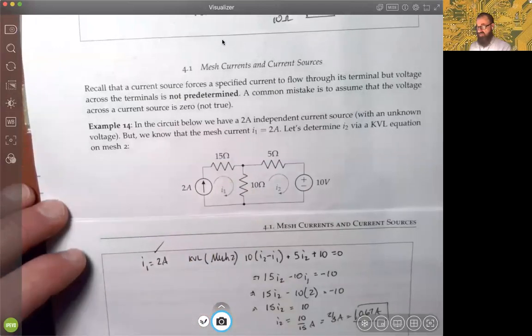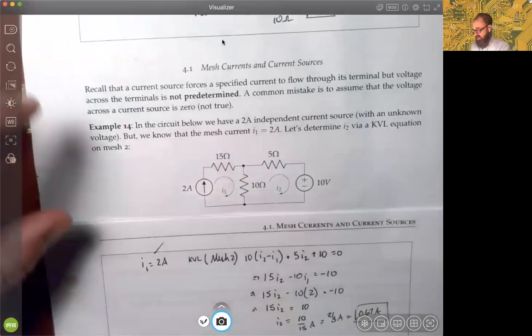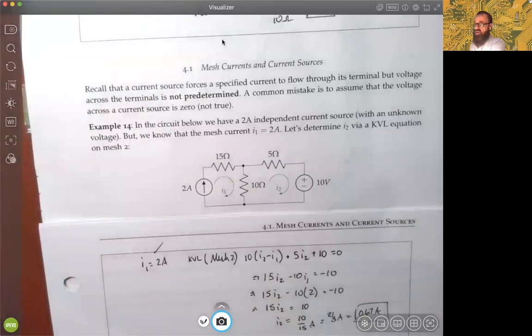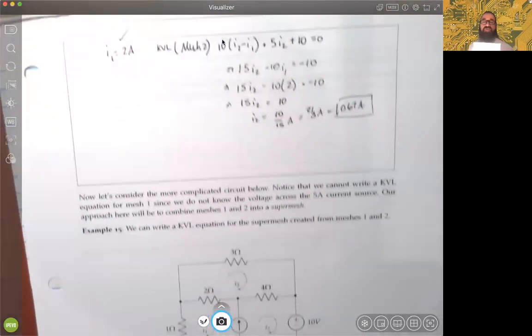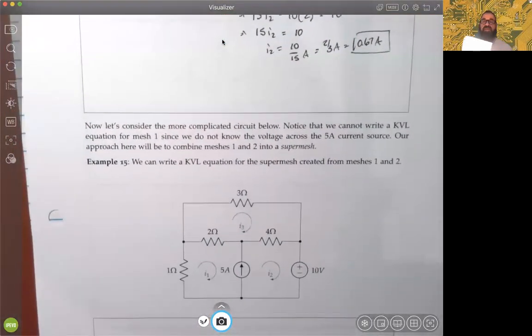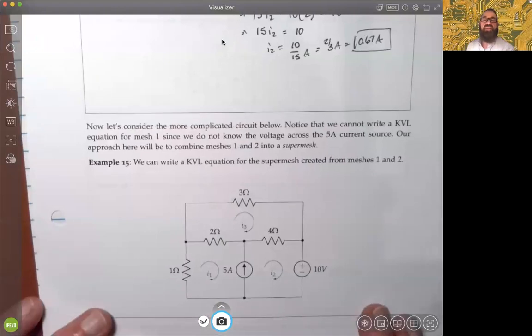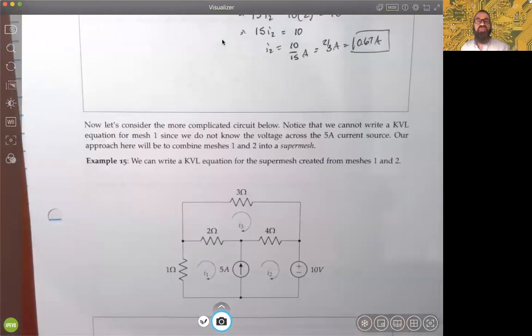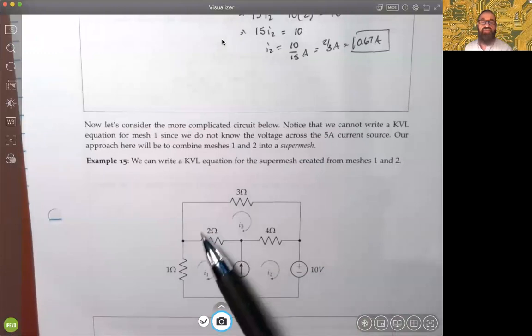So let's consider a little bit more complicated one. If we keep moving down on page 63, we're going to move on to the next problem. This one's a little bit more complicated. And notice in this case that we cannot write a KVL equation for mesh 1. So again, here's mesh 1 down here.